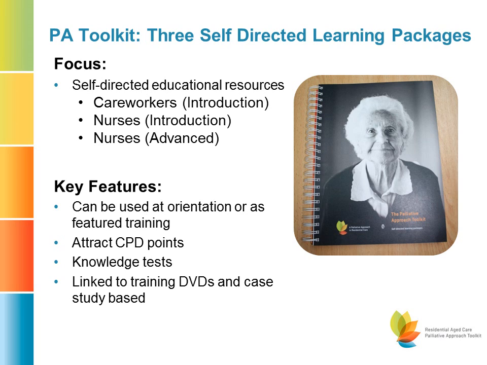We have 3 self-directed learning packages, one for care workers, one for nurses at the introductory level, which we recommend that all registered nurses or enrolled nurses, we call them enrolled nurses, they're the 2-year prepared nurses. And then we have an advanced one, which we would say your champions or link nurses, whatever you want to call them, should also do. They attract what we call CPD points, so they're for your registration. We have to do 20 hours a year, so we've added points to that. They have knowledge tests, and they're linked to training DVDs and case study.